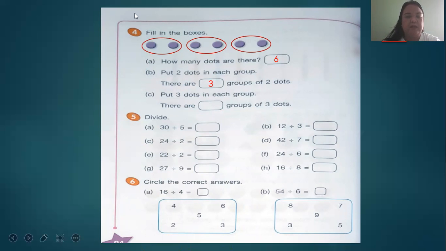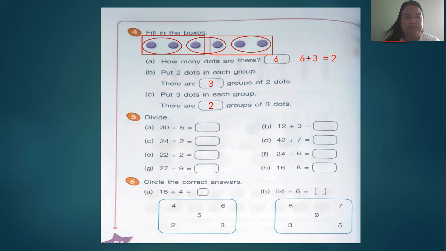Now, letter C, put 3 dots in each group. So let us count. 1, 2, 3. So first group. Next, there are more. 1, 2, 3. Second group. So how many 3 dots? Okay, how many sets of 3 dots? Very good. There are 2 groups of 3 dots. Now, write the division sentence. 6 divided by 3 is equal to 2.